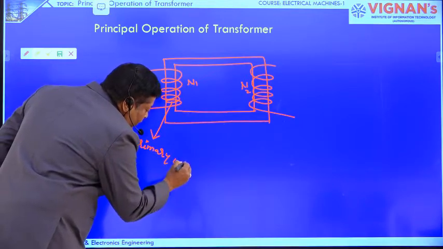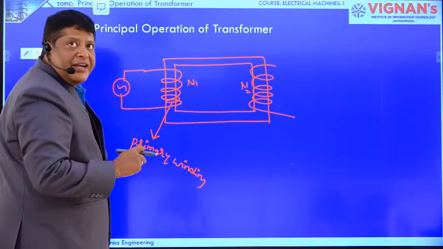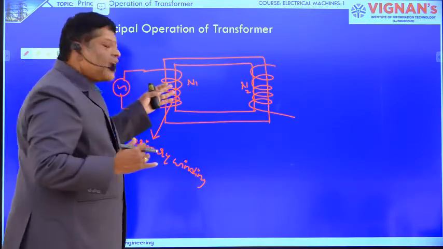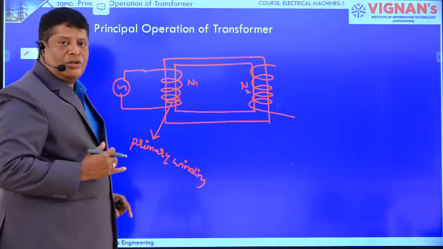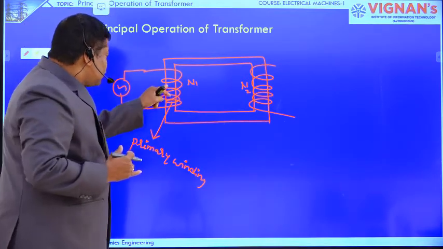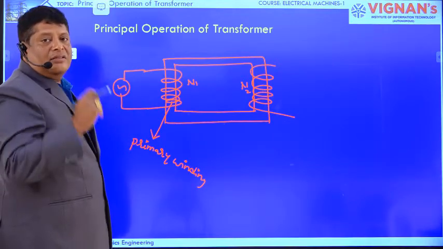Primary winding. Why it is called the primary winding: we are giving electrical power to the circuit in a transformer. The whole thing is a transformer. So this circuit is nothing but a primary winding, or primary coil.